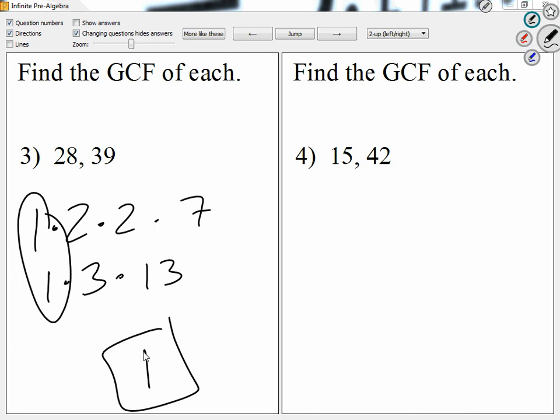Alright, looking at number 4, prime factorization of 15 is 3 times 5. 42, the prime factorization of 42 is 2 times 3 times 7. What's the greatest common factor of that? 3.